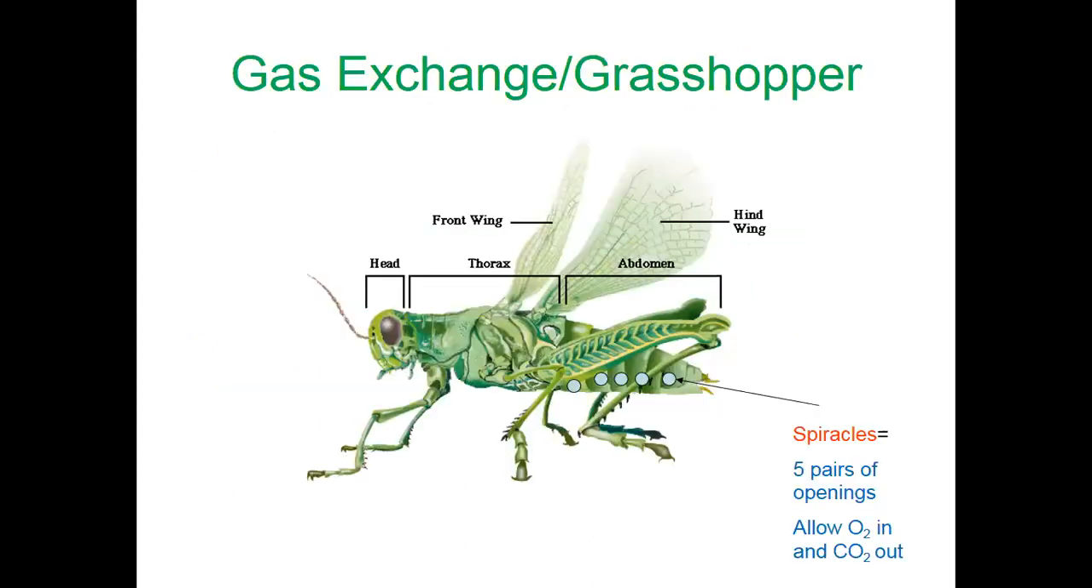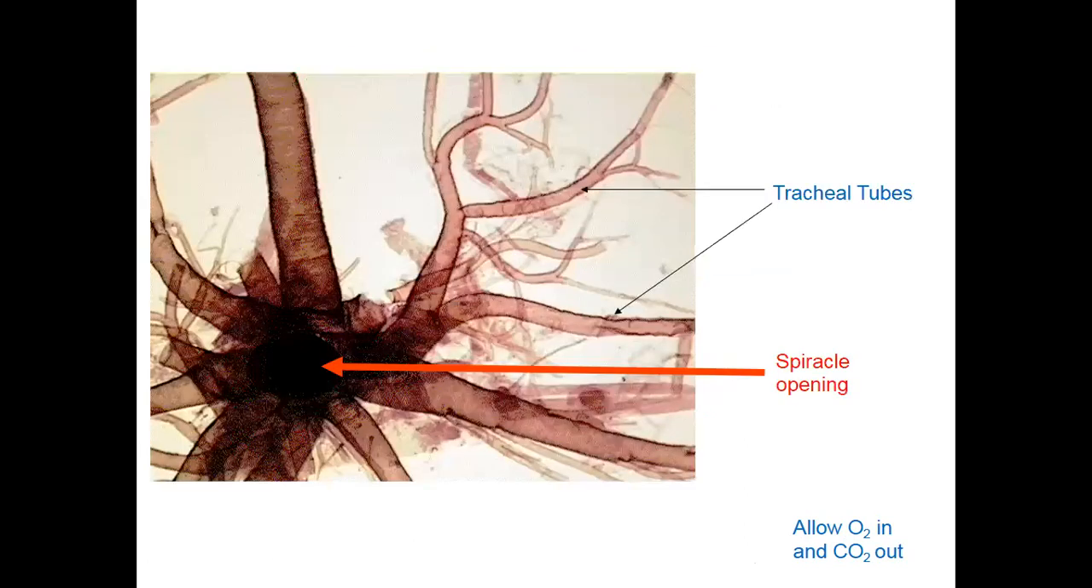Gas exchange in grasshopper. Look at the grasshopper. We saw previously the spiracles. These are the spiracles. Five pairs of openings allow O2 in and CO2 out. This is the tracheal tubes, and this is the opening of the spiracle.